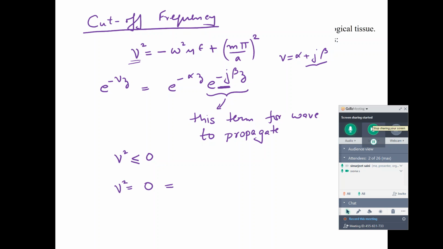And at that frequency, basically I have minus omega square mu epsilon plus (m pi by a) square equal to 0. This is what we call the cutoff frequency, omega c, which is equal to 1 by square root of mu epsilon times m pi by a.